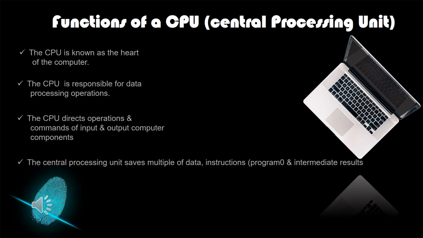Function of a central processing unit. Think of the CPU as the main brain. It processes data, executes commands, and temporarily stores results. It keeps the entire system functioning efficiently.